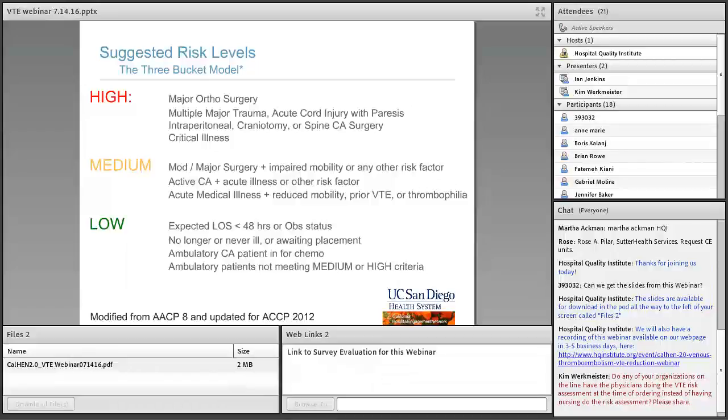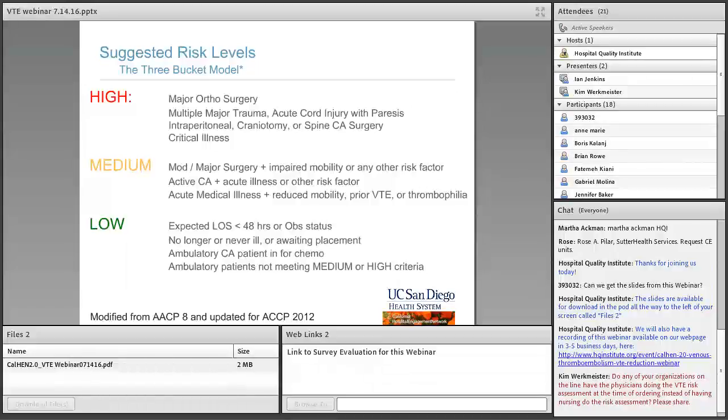And the other group that I think surprises a lot of people, everyone knows cancer is a high-risk situation for VTE, but if someone is just admitted to the hospital for chemotherapy and they're ambulatory, we do not prophylax those patients either. The last category, the low-risk patient, is someone who is not a medium-risk patient. So if you have someone that doesn't meet those criteria, they would also fall into the low-risk category.